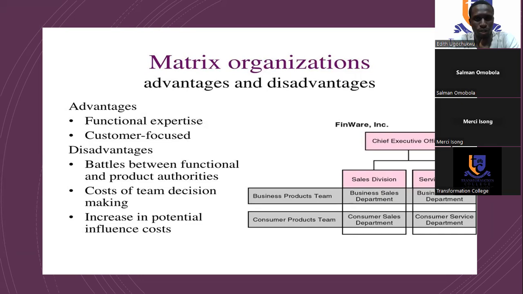So, matrix organization advantages and disadvantages. Disadvantages: battle between functional and product authorities, cost of team decision making, increase in potential influence cost. What we are simply trying to say here is, if you look at this one now, from chief executive officer, sales division, service division. The sales division and service division are found in the organization. Under the sales division, you have the business sales department and consumer sales department. Under the service division, business service department and consumer service department. So you understand.